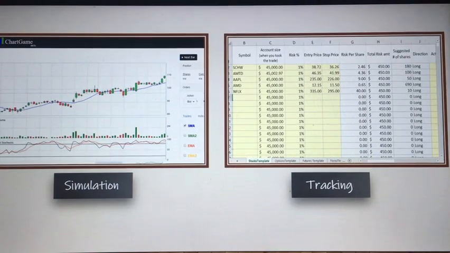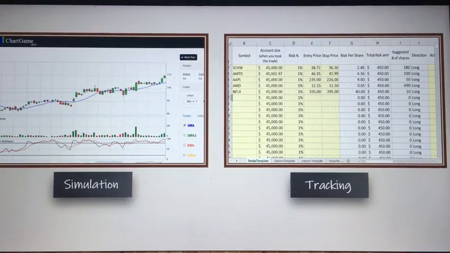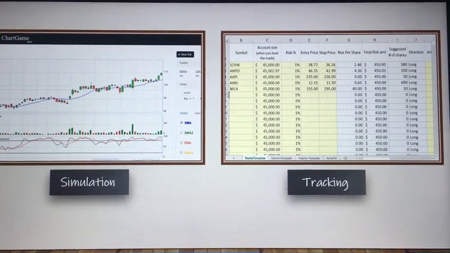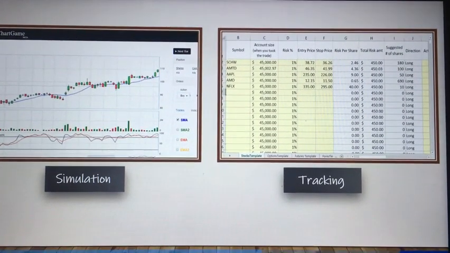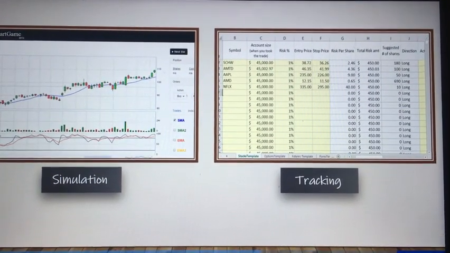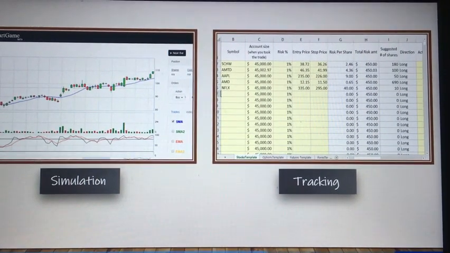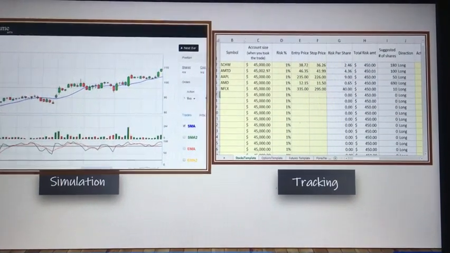The tools are simple. The first is to use a simulation platform. We'll show you how to do that. The second is to track your trades in a particular way. When you put these two together, it creates a powerful learning environment that you can use throughout your trading experience. Let's get started showing you how to use the trading simulation environment.